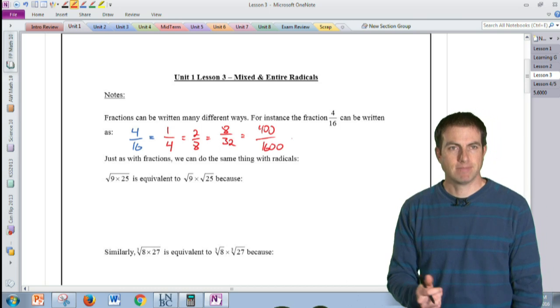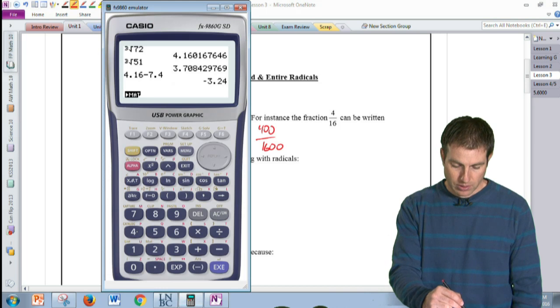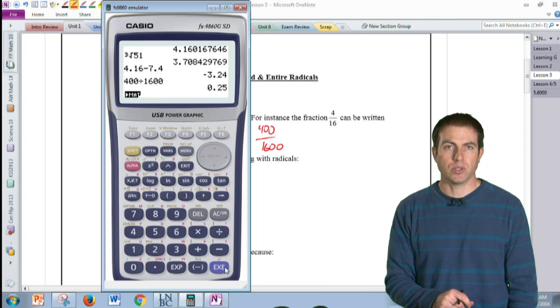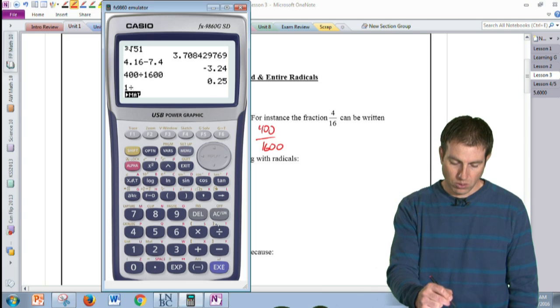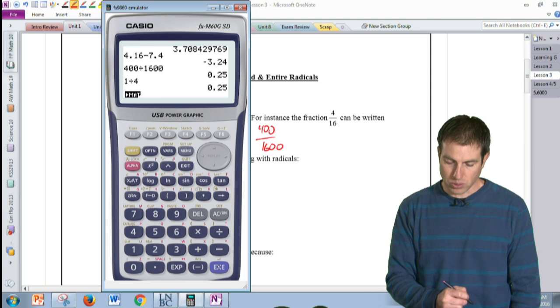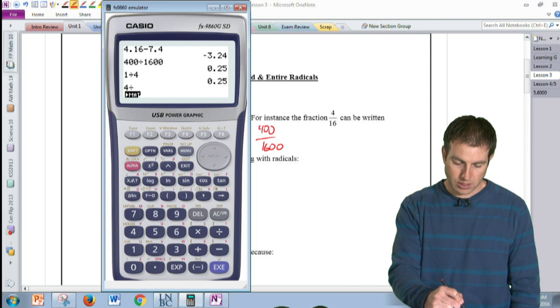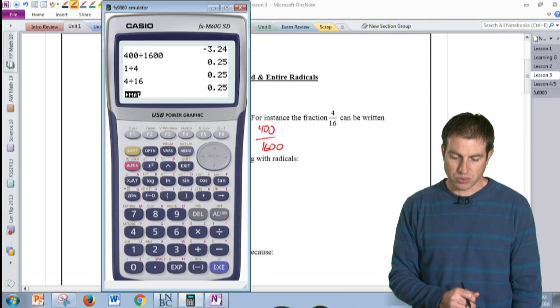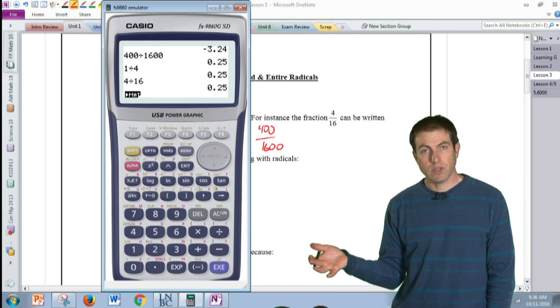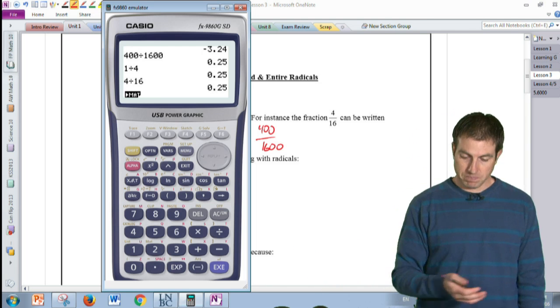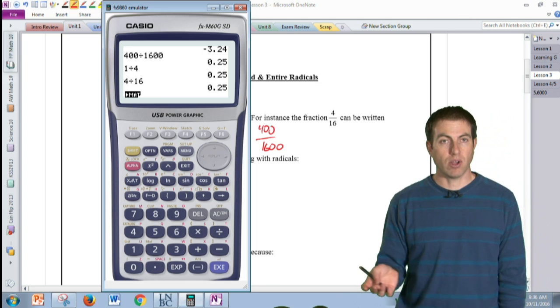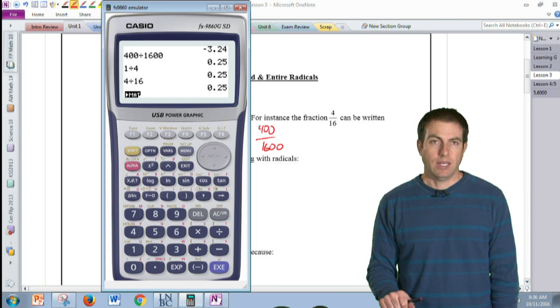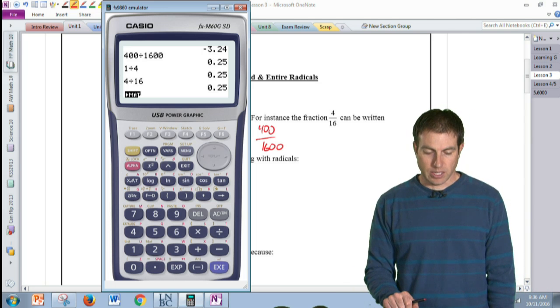For sure. Same thing. And again, 400 divided by 1600. Big numbers, big scary numbers. Plug them into my calculator, I get 0.25. I go 1 divided by 4, I get 0.25. I go 4 divided by 16, I get 0.25. These are all equivalent things. I could write 400 over 1600 if I want. I could write 1 over 4 if I want. They're all the same. I like 1 over 4.